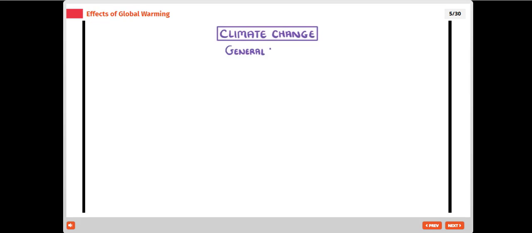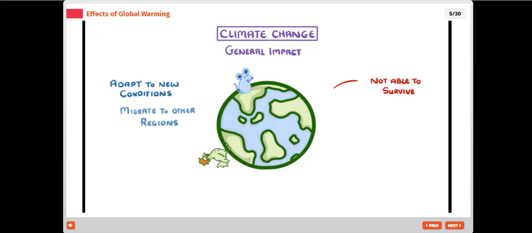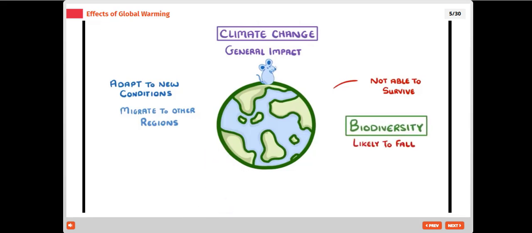Climate change will also have a more general impact on the wild organisms across the world. As temperatures and rainfall patterns change, species that were perfectly adapted to their environment might not be able to survive anymore. In some cases, species might be able to adapt to the new conditions, or maybe migrate to other regions where the conditions are a bit better. And we are seeing these things happen in some places already. For example, lots of species are slowly moving towards the poles where it's cooler. Unfortunately though, lots of species can't adapt or migrate fast enough. And biodiversity is likely to fall dramatically in the next few decades.